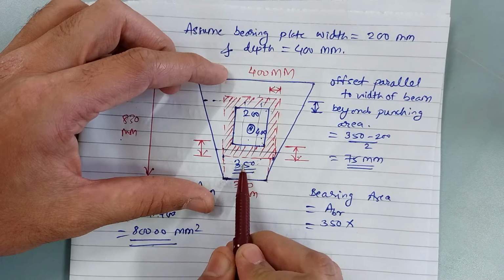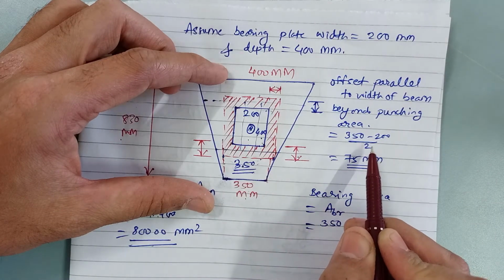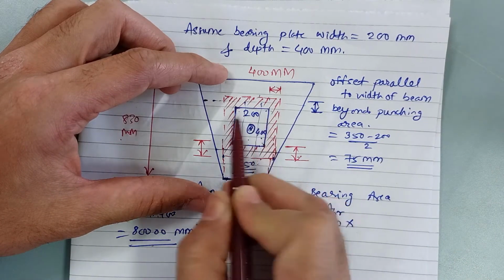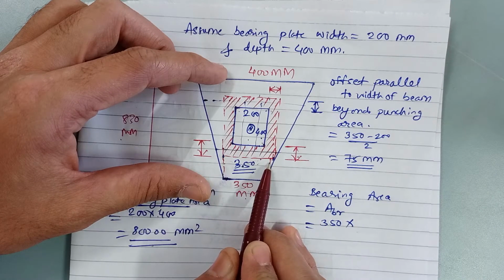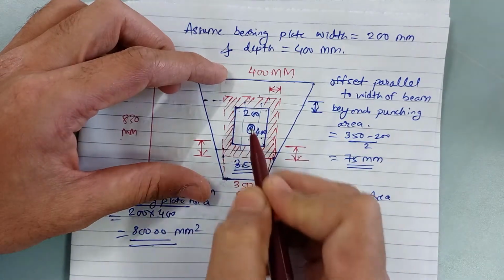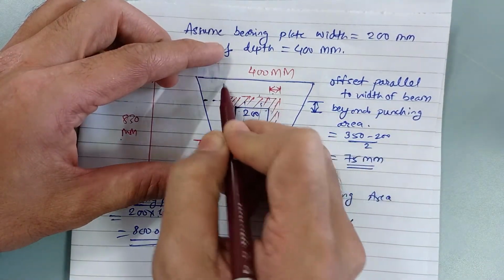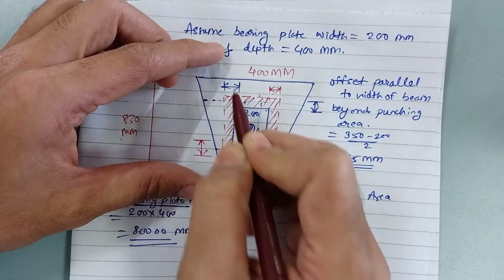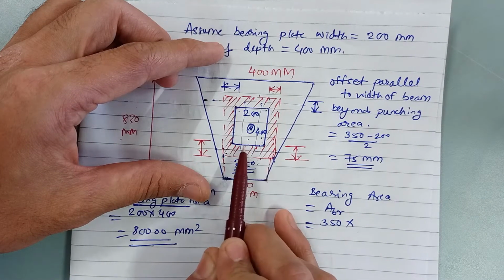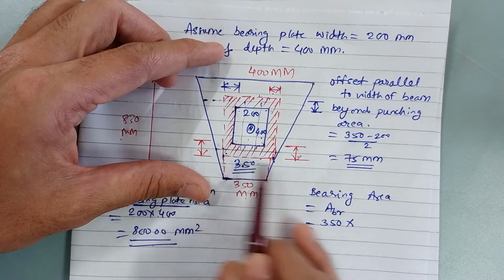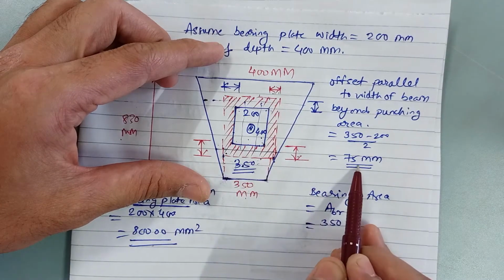350 minus 200, as we have considered 350 as the width of the bearing area, and we are supposed to determine these offsets. This offset will be determined as 350 total width minus 200 divided by 2, hence we get this offset as 75 mm.